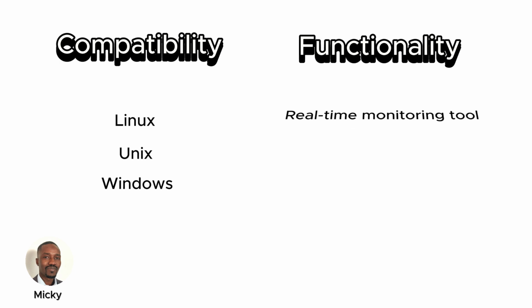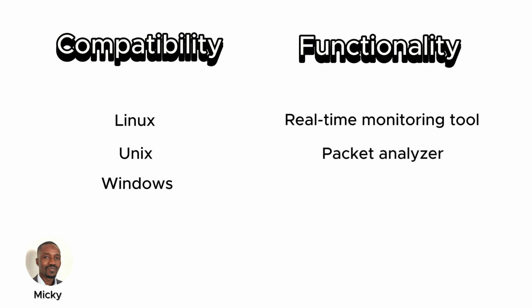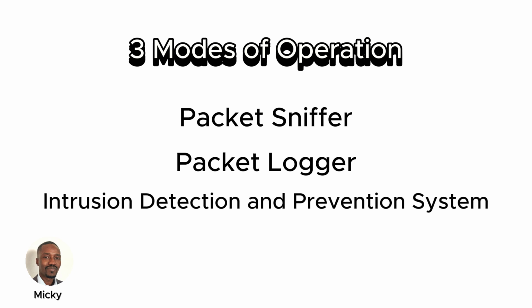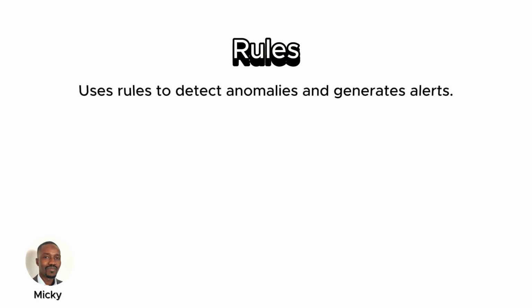Snort is a real-time network traffic monitoring tool and a network packet analyzer and logger. Snort has 3 modes of operation. It can be deployed as a packet sniffer, packet logger, or as a network intrusion detection and prevention system. Snort uses rules to detect anomalies or for content searching and matching to generate alerts or block malicious network activities.